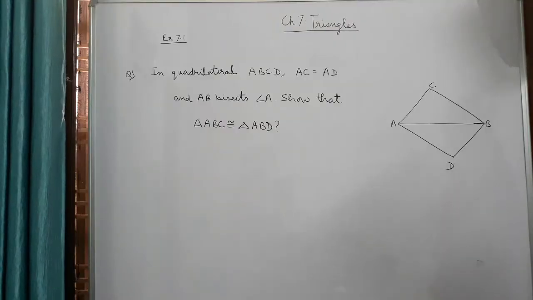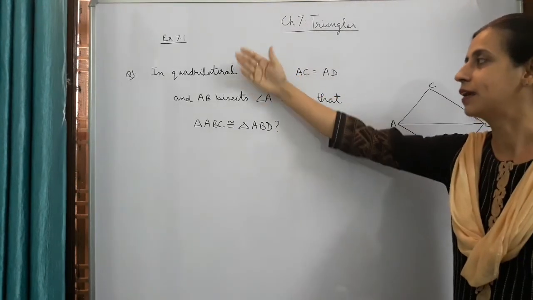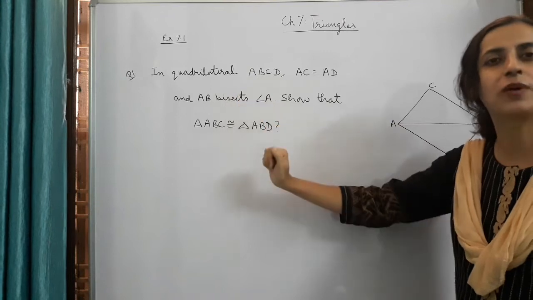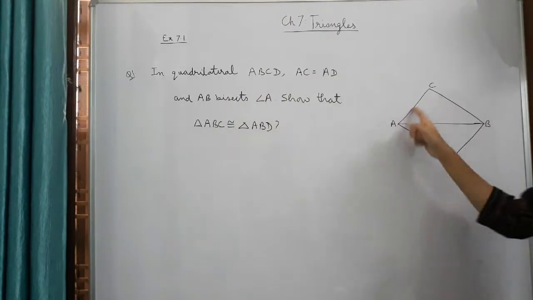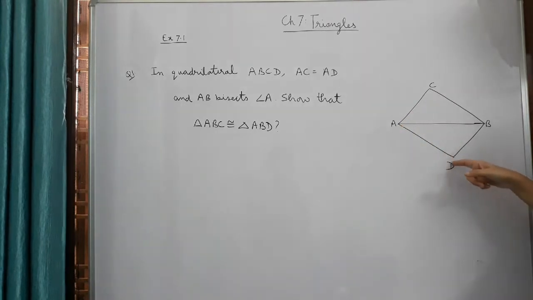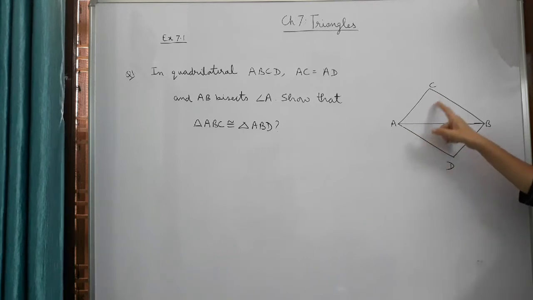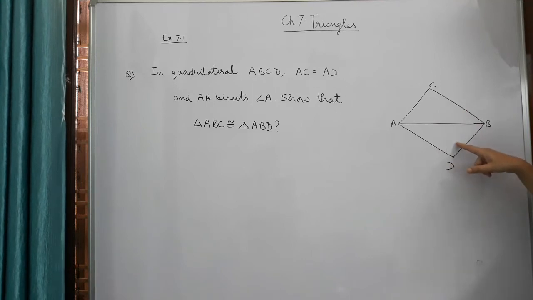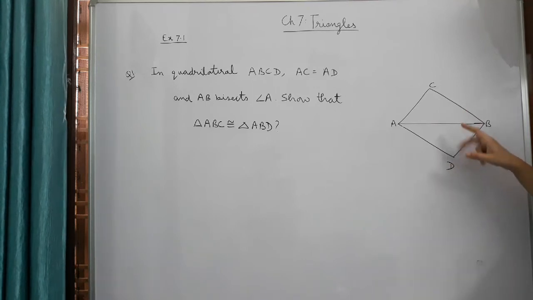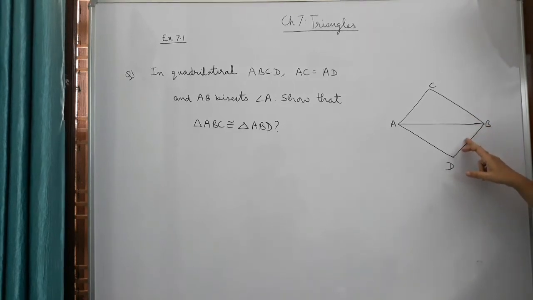Now let us start off with exercise 7.1. Let us start off with the first question. In quadrilateral ABCD, AC is equal to AD, AB bisects angle A, then you have to prove that triangle ABC is congruent to triangle ABD. After that they are saying what can you say about sides BC and BD.